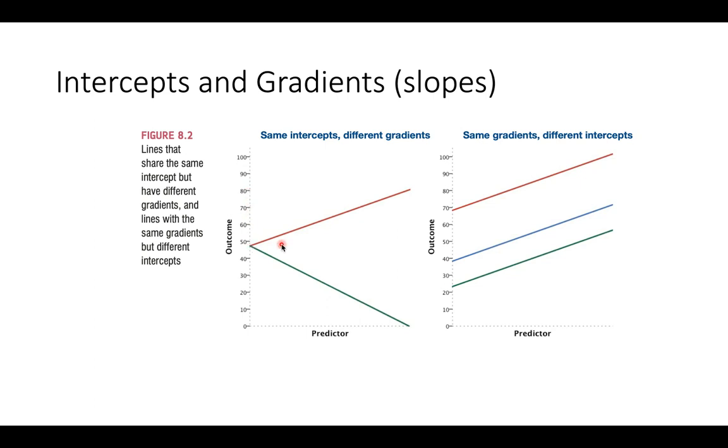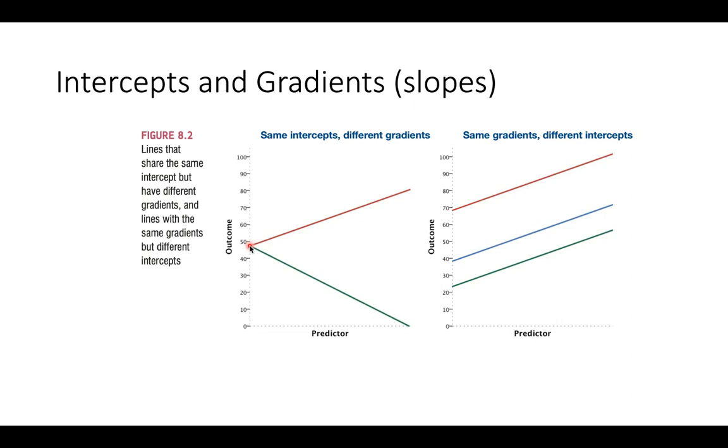Now, when we say intercept, intercept is the point on the y-axis where the line meets the y-axis, meaning if our predictor value is 0, if we spent $0 on advertising, how many records would be sold, right?